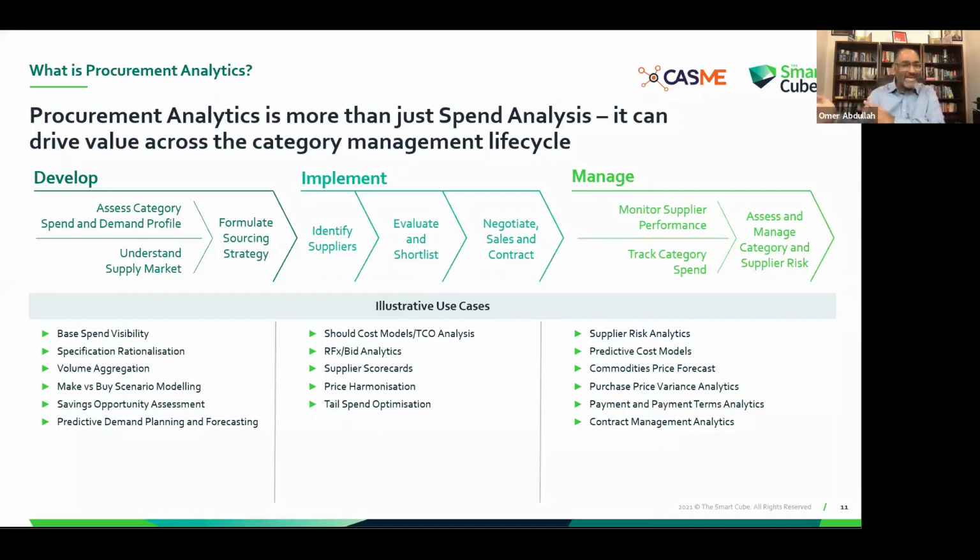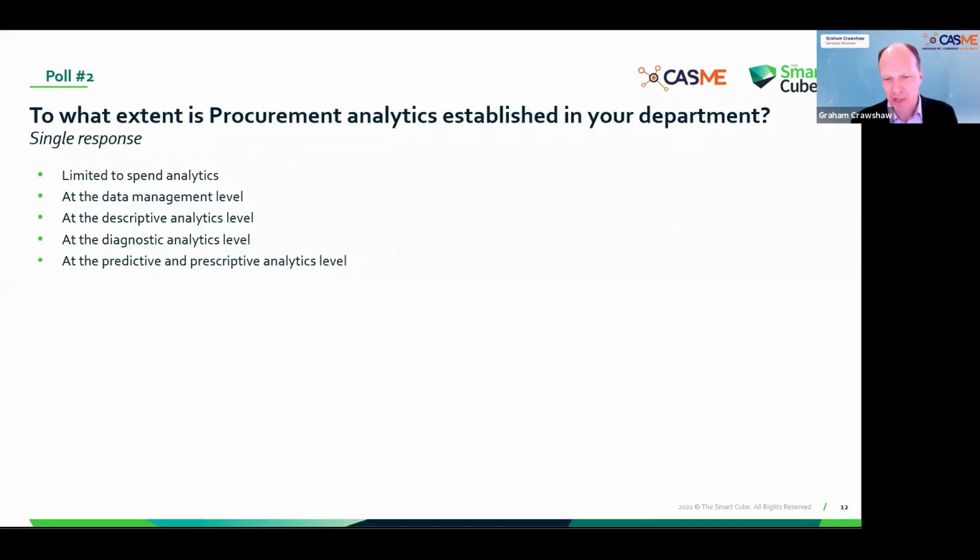So before we get into those examples, though, I believe, Graham, you have another poll question for us. We certainly have. So let's launch this second poll. So really keen to understand with everyone on the webinar today, to what extent is procurement analytics established in your department? And just pick the one that's most appropriate: either limited to spend analytics, at the data management level, at the descriptive analytics level, at the diagnostic analytics level, or at the predictive and prescriptive analytics level.